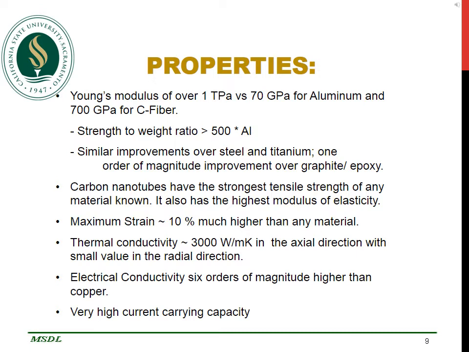Thermal conductivity is approximately 3000 in the axial direction and a small value in the radial direction. Electrical conductivity is 6 orders of magnitude higher than copper. It has a very high current carrying capacity.